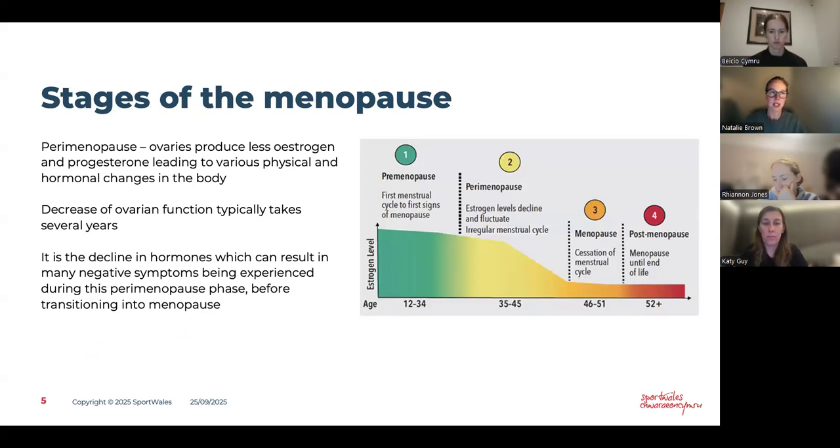There are different stages of the menopause. You've got perimenopause, which is when the ovaries are producing less of the estrogen and progesterone I've just mentioned. It's during that phase, with the decline in those hormones, that a lot of negative symptoms might be experienced. It's that time of transitioning into menopause, which is when menstrual cycles have stopped, and then postmenopause. So it's that transition into the perimenopause phase that is when a lot of the symptoms of menopause are described.